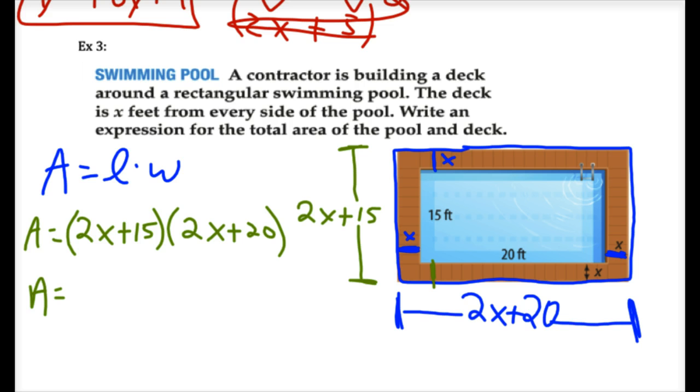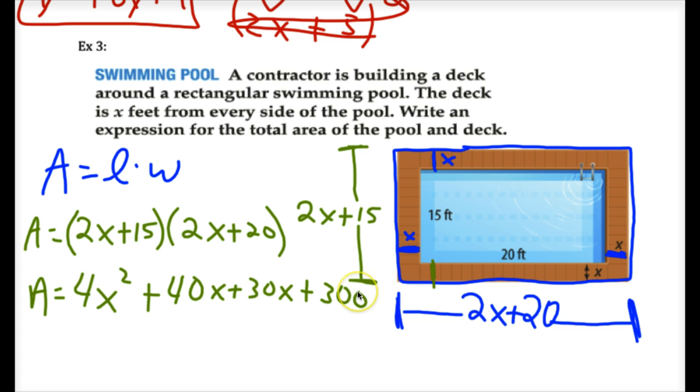They're close. Okay, Briggs, left to right, read it. 4x squared plus 40x plus 30x plus 300. So 4x squared plus 70x plus 300. That's your answer. That's our final answer.